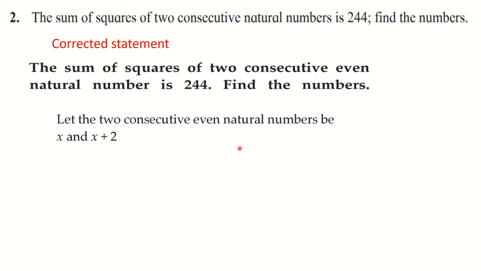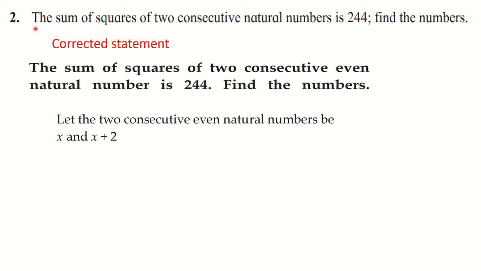If the word odd comes, then also you are going to use x and x plus 2, because they differ by 2. Difference between them is 2. So if the first number is x, the next number has to be x plus 2. And only if the word consecutive natural numbers is coming, then you are going to write x and x plus 1. Okay, but since a printing mistake is there, take a note of this. So here the two numbers we are taking as x and x plus 2.